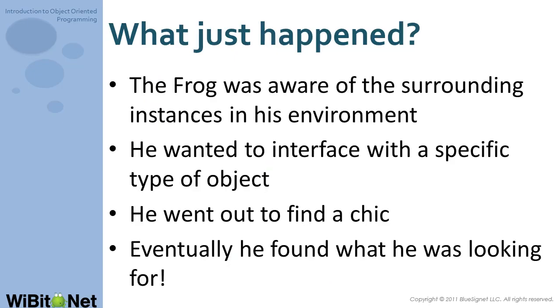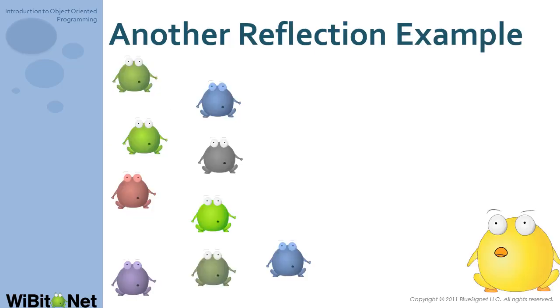So the frog was aware of the fact that there's at least objects of some kind around him. He's aware of the surrounding instances, not necessarily immediately what they all are. And he knew he wanted to interface with a certain type of object, in this case the chick. So he went out and iterated through all of the possible objects and checked to see which one was a chick, found the chick, and then he interacted and sent the instruction. And that changed the process flow of the program, because had he not found the chick, then the process would have gone a different way, a different method, a mitigative action.